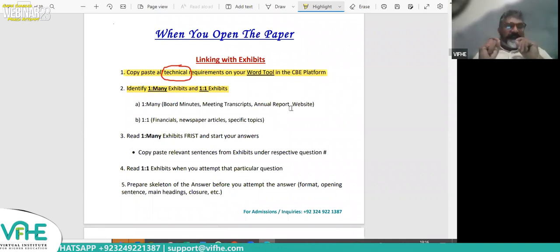Okay, and there are certain hints and techniques how you can assess which one is 1:1 and which one is 1:many. So for example, a 1:many exhibit will be larger in size, or 1:1 exhibit will be larger in size. Which one will be bigger? Correct, right? Because 1:many will contain a little bit more information because it is supposed to cater for multiple questions.